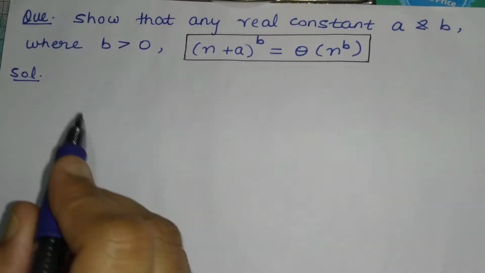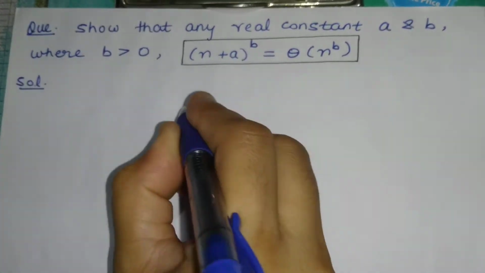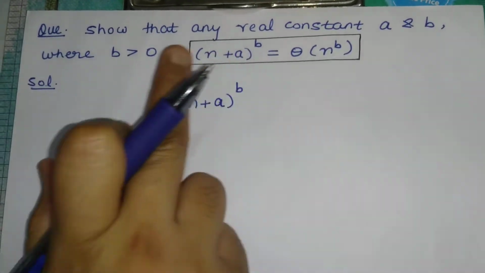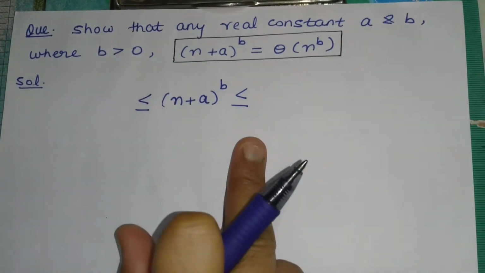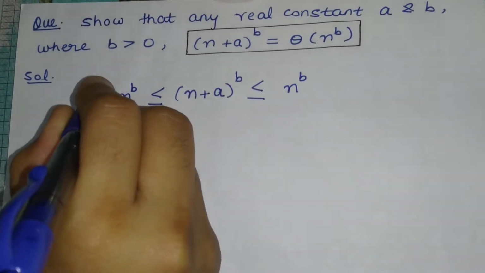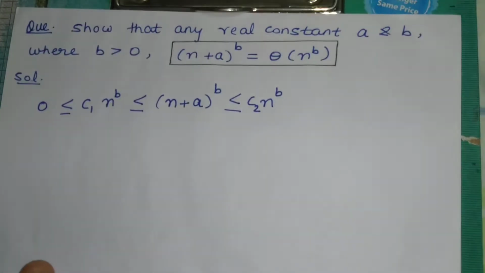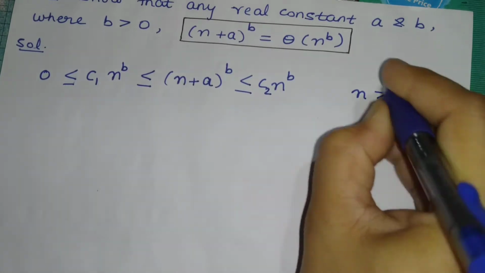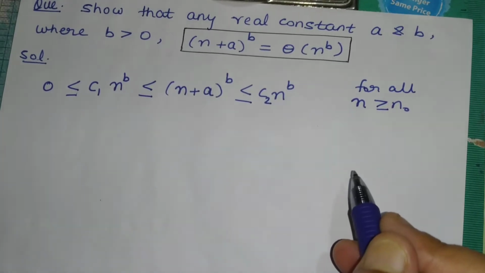If we compare it with the theta notation, here we have to prove that this is the f(n) function, that is (n + a)^b. One time we have to prove this function as the smaller function, and one time as the greater function, with this g(n) function, n^b, with some constants c1 and c2, where 0 ≤ c1·g(n) ≤ f(n) ≤ c2·g(n). We have to prove this for all n greater than or equal to n naught. Now let's see how we'll prove it.